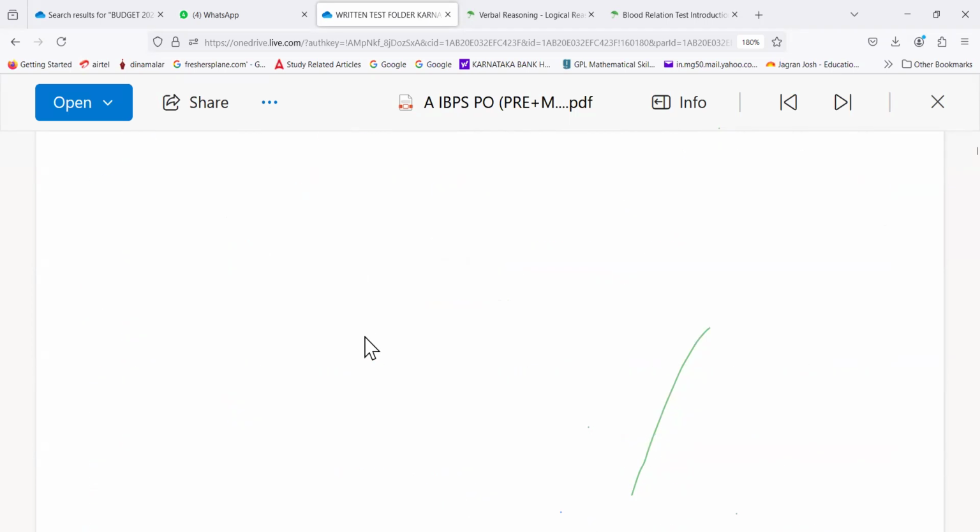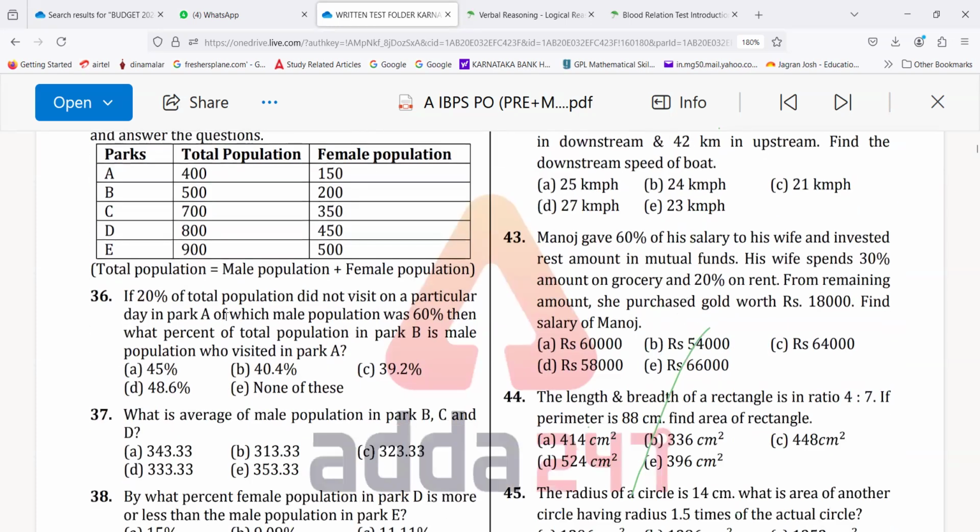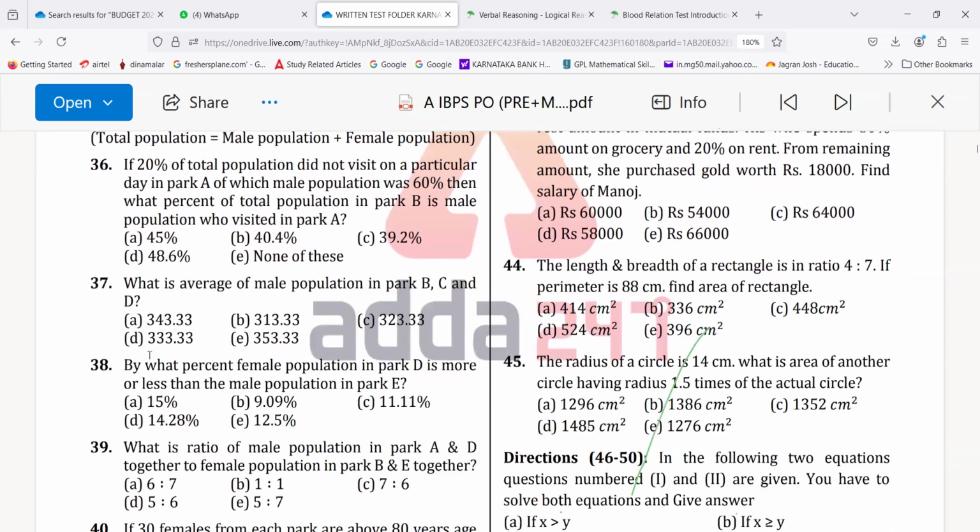Where did that 500 come from? That is the total population in Park B, because we are talking about Park B only. Correct. Park B total population is 500. That is why 500 was taken. Correct. Good. Now go to 37.